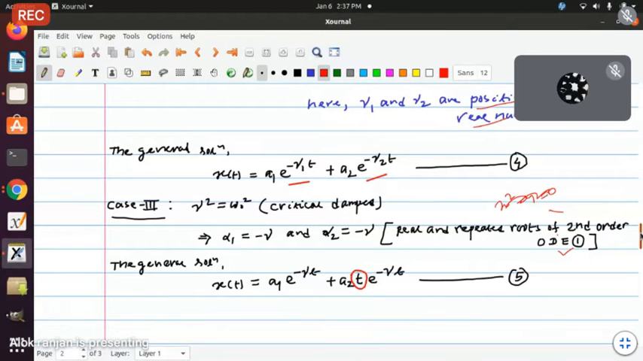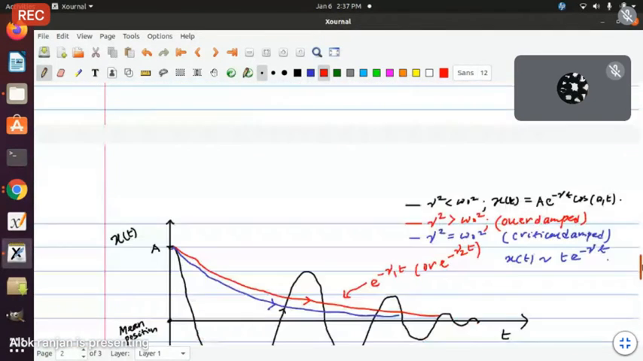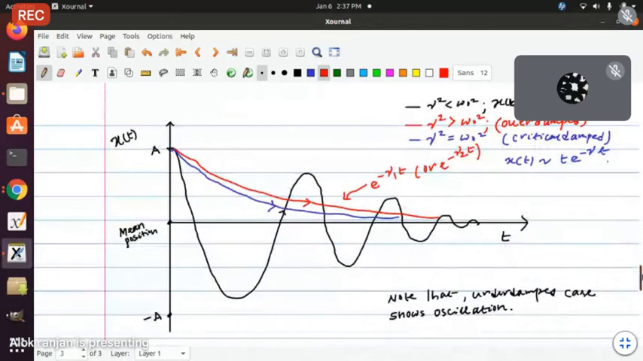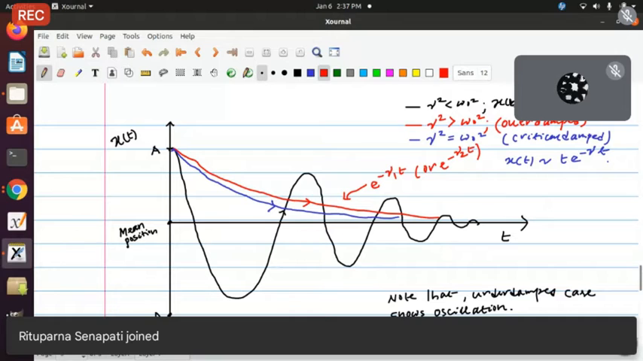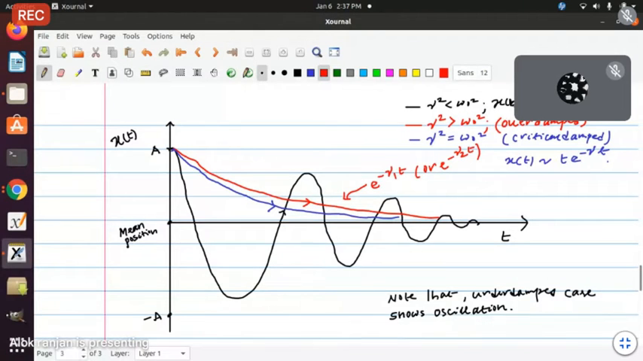So now, let's plot these solutions. The first case, the underdamped case, where gamma squared is less than omega naught squared. What is the solution? A e to the power minus gamma t cosine omega naught t, assuming the initial phase is just 0.